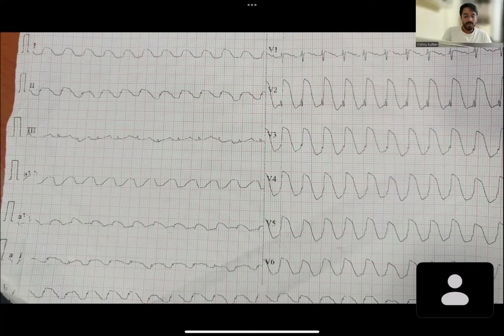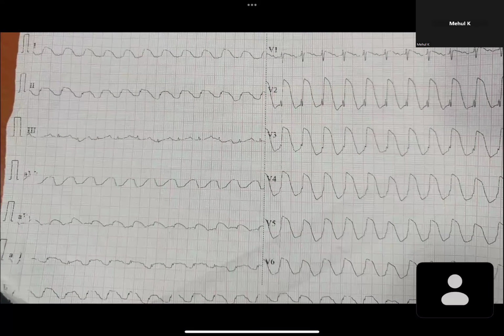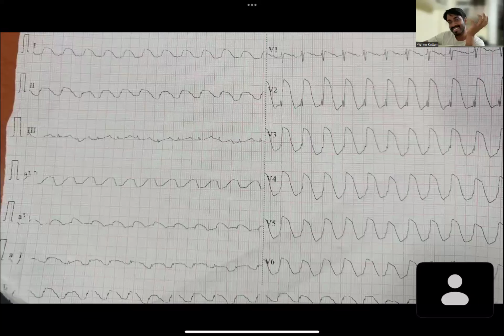Right. So you told about hyperkalemia, you told about VT. Anyone else wants to add any other differential? Tombstones. That's it. Mehul sir, please explain the ECG.